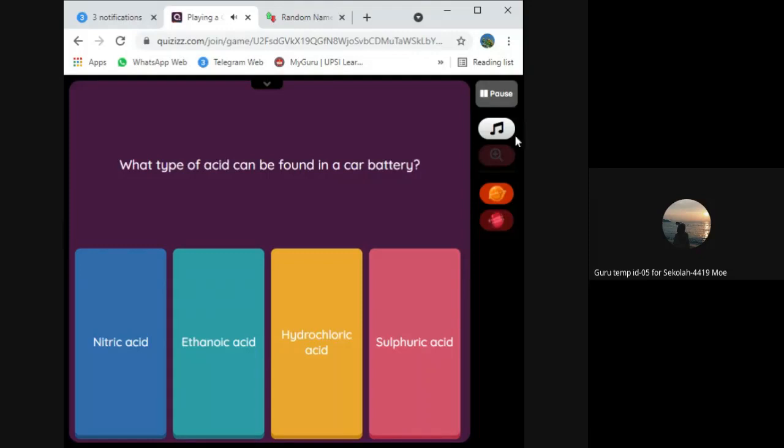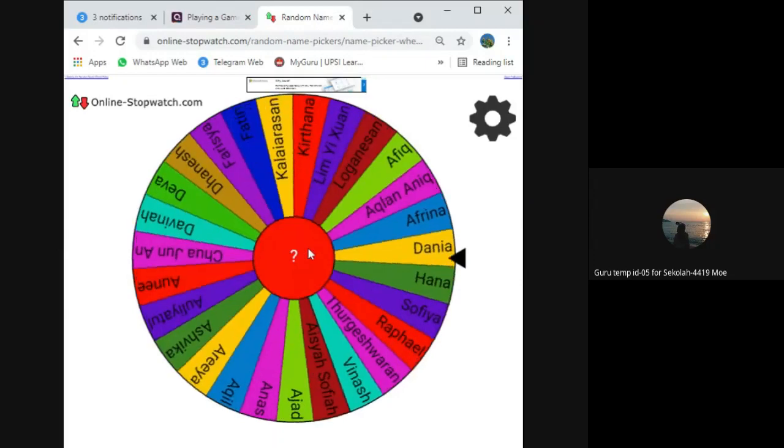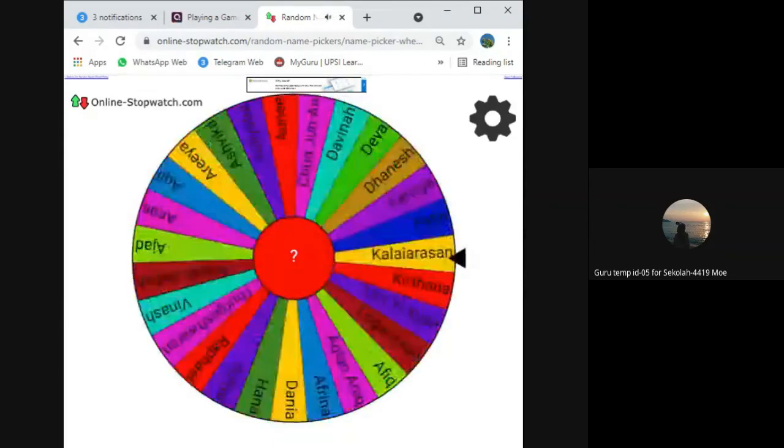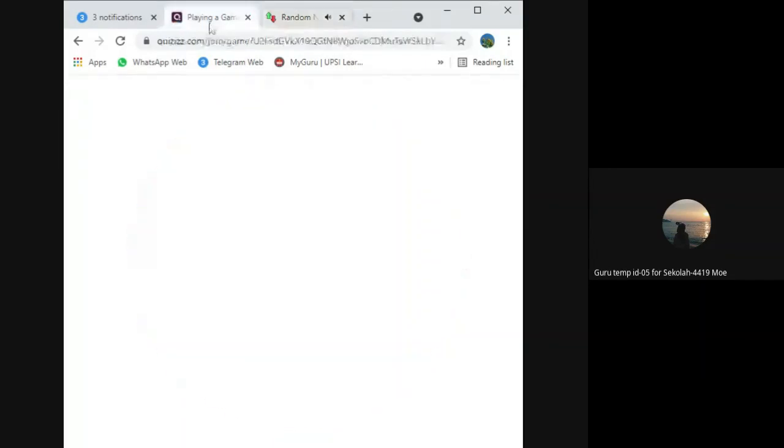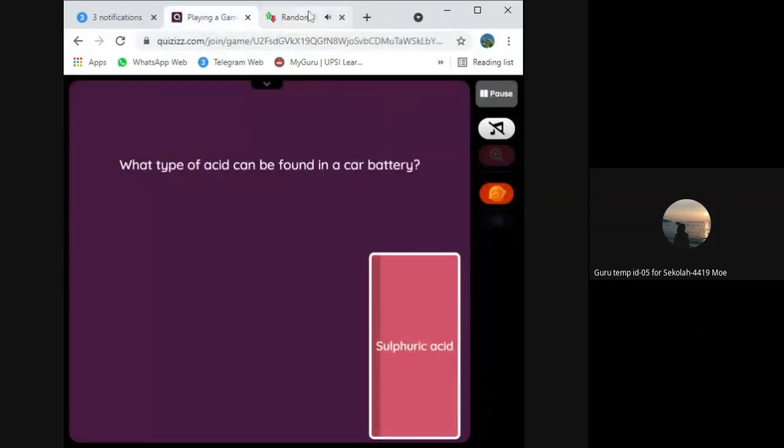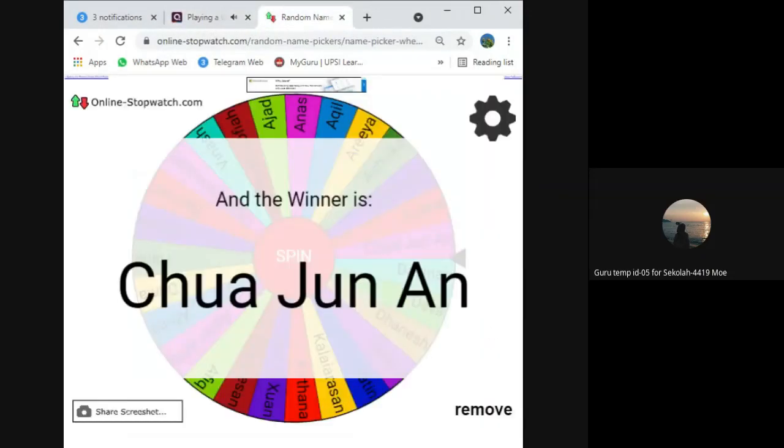Deva, can't hear, it's okay, I'll mute. Okay Deva, can you hear me? The others can hear, right? Yeah. Okay, next person. Oh, just now, sulfuric acid. Right, the answer is sulfuric acid. Chua Jun An. Is Chua here? If Chua is not here, maybe someone wants to volunteer. Okay, Chua is here.